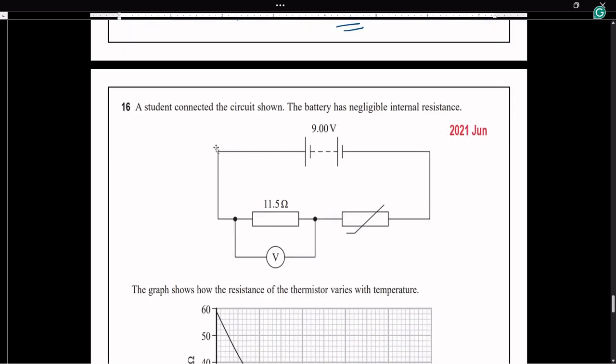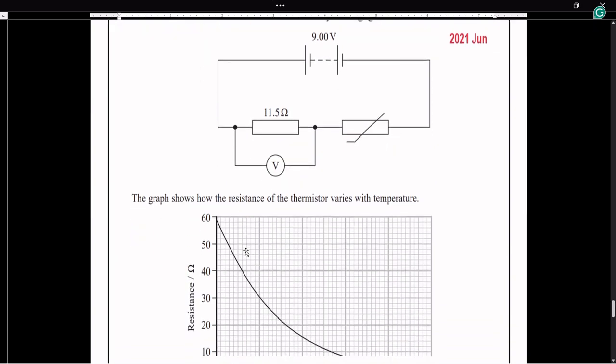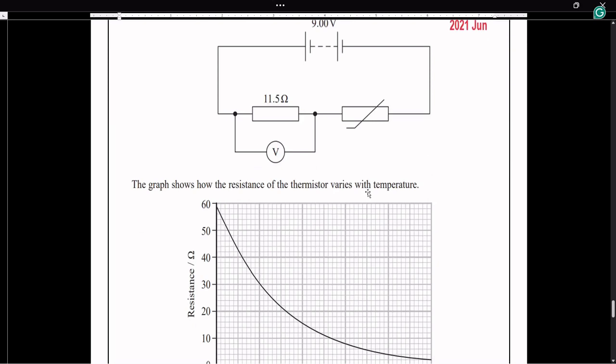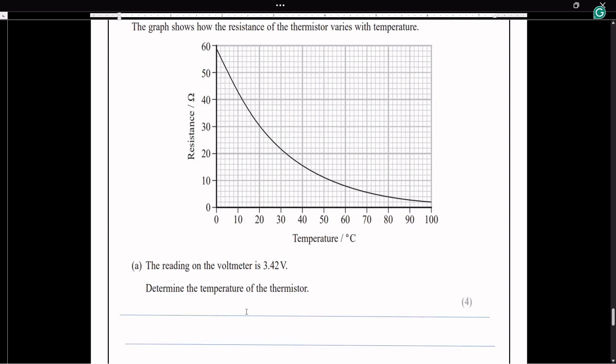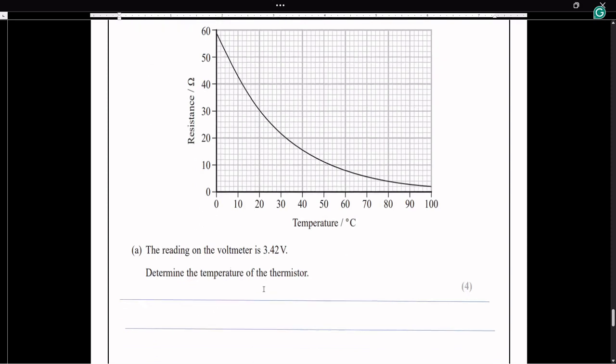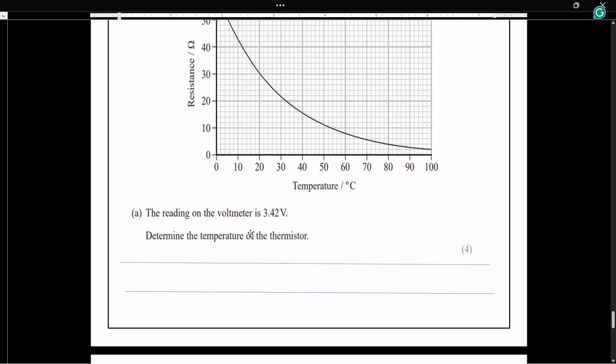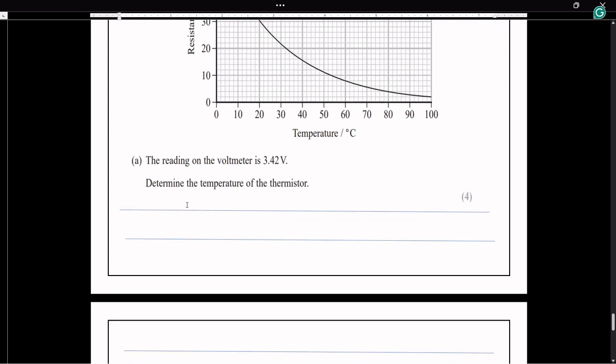Now we are coming to the last question. The student connected the circuit shown. The battery has a negligible internal resistance. The graph shows how the resistance of the thermistor varies with the temperature, because it's a thermistor circuit. When the reading on the voltmeter is 3.42 volt, determine the temperature of the thermistor. This is the question.